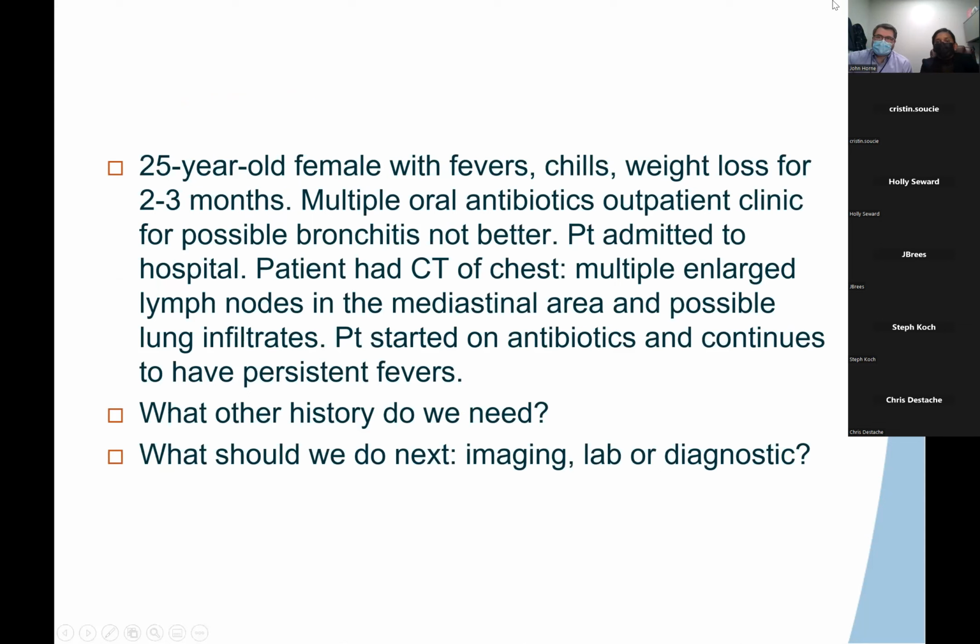I like to start off sometimes with a question so we can think about a patient case as we go through this process. This is a patient we had, a 25-year-old female with fevers, chills, and weight loss for 2 to 3 months. She got lots of different types of antibiotics, thinking she had a bacterial infection, and finally she wasn't getting better. So they did a CT of the chest, and there were a lot of lymph nodes and lung infiltrates. And so she was started again on another antibiotic course.